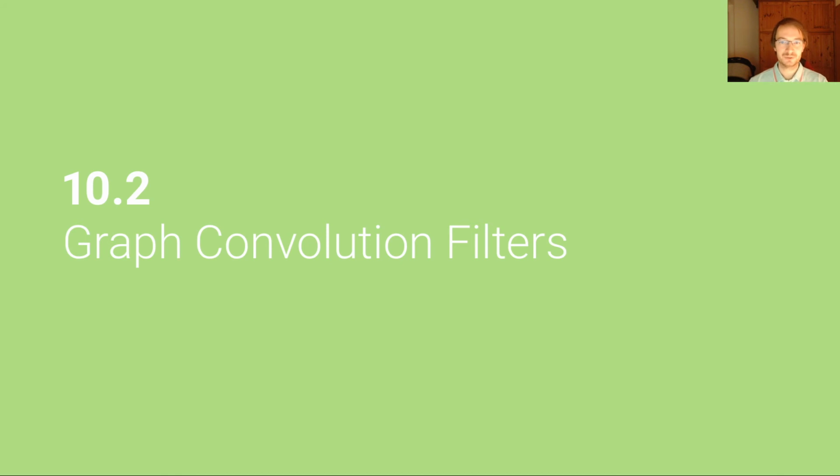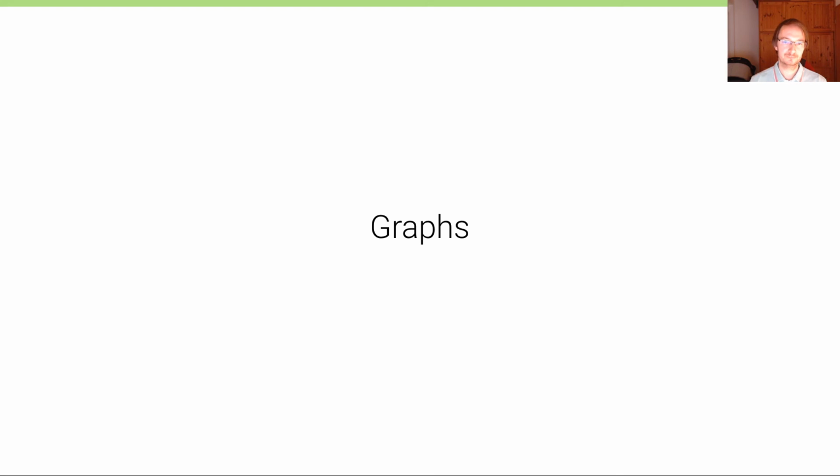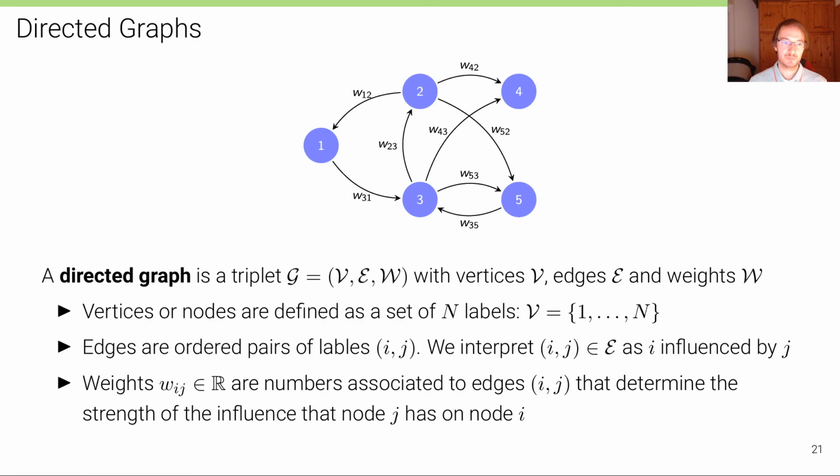We start our exposition of graph convolution filters by first formally defining what graphs are. And we do this by looking at so-called directed graphs.